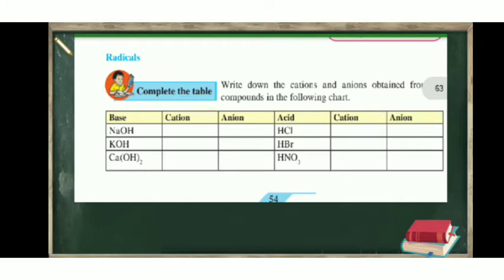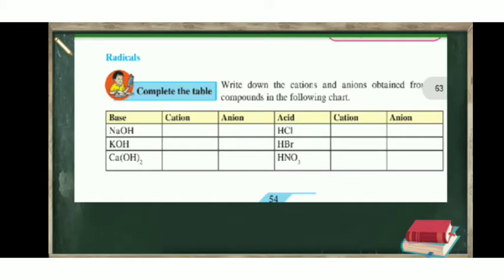So here I have one table for you that you have to complete. Write down the cations and anions obtained from the compounds in the following chart. Here some base and acid compounds are given. You have to tell which are cation and which are anion. I hope you know what is cation and anion.